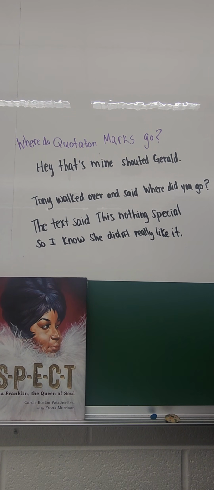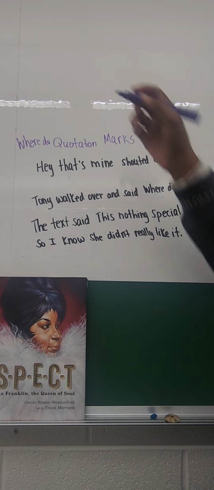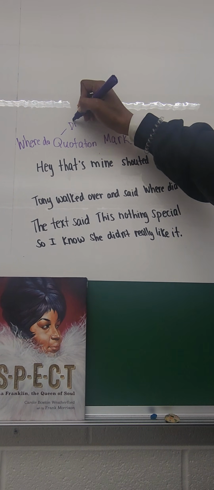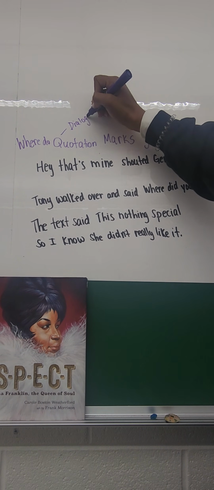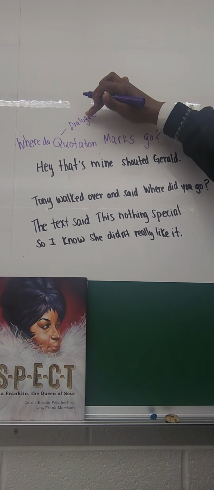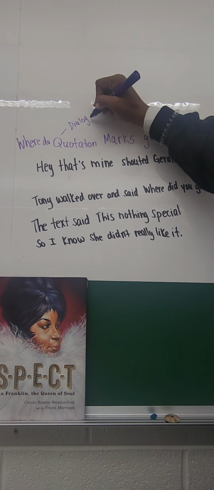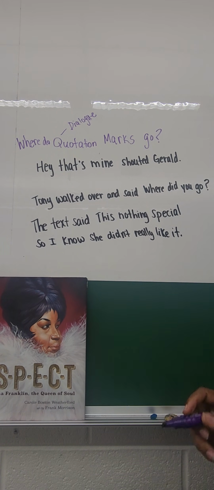So we know they go around a character talking. So whenever you have dialogue, very weird word there, dialogue, if you want to spell it, and if you want to say it, dialogue. So that's one of the places you put quotation marks. And then also if you're quoting information from the text, you need to put your quotation marks.